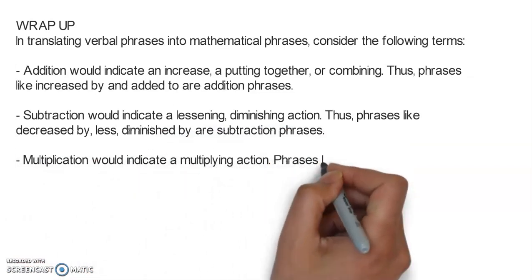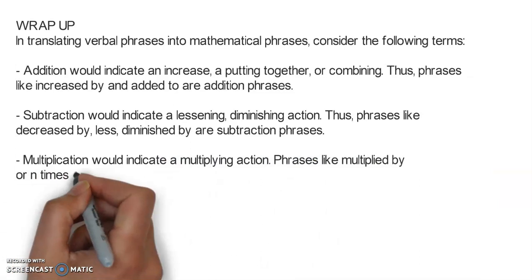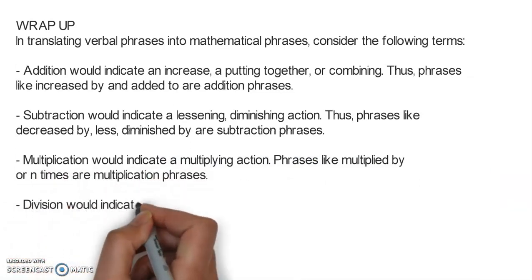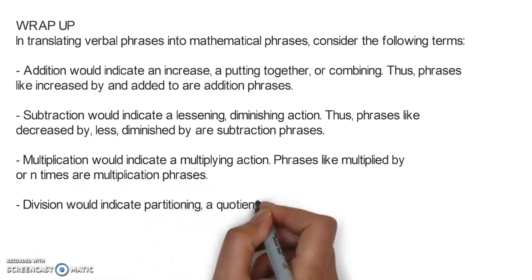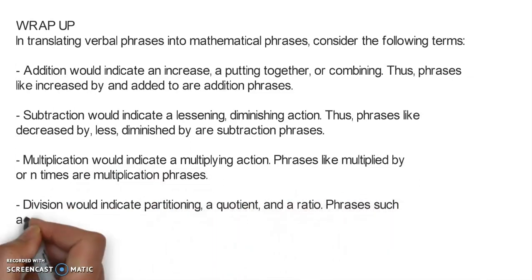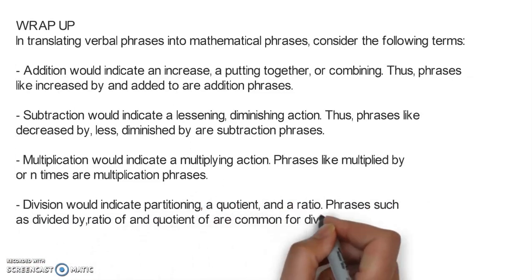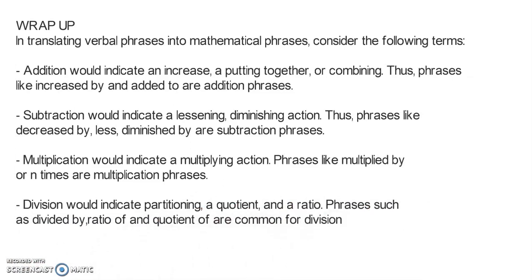Multiplication would indicate a multiplying action. Phrases like multiplied by or n times are multiplication phrases. For the division, it would indicate partitioning, a quotient, and a ratio. Phrases such as divided by, ratio of, and quotient of are common for division.